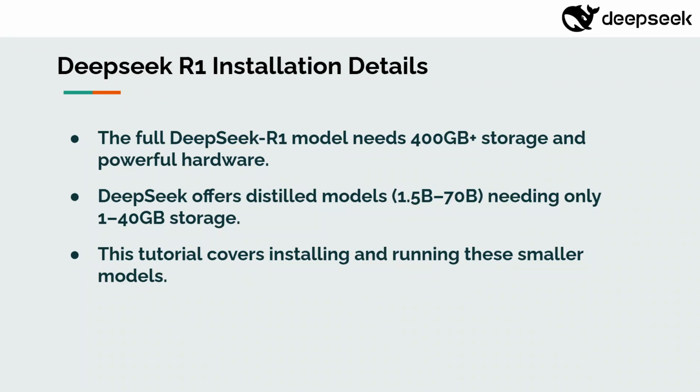The full DeepSeek R1 model needs something like 400 GB of storage and powerful hardware. Today we are going to use our normal i7 CPU with 16 GB RAM. So DeepSeek offers distilled models from 1.5B to 70B, which need only 1 to 40 GB of storage. We will see the different models available in DeepSeek in this session. The tutorial covers installing and running these smaller models too. So let's start the downloading part here.